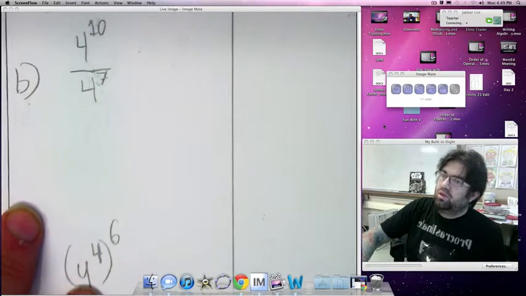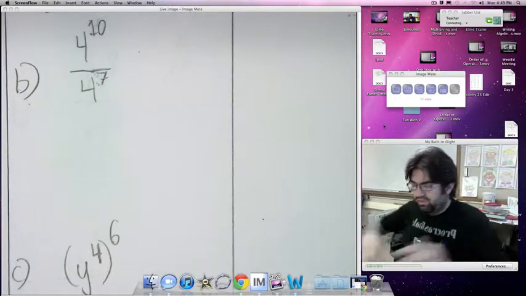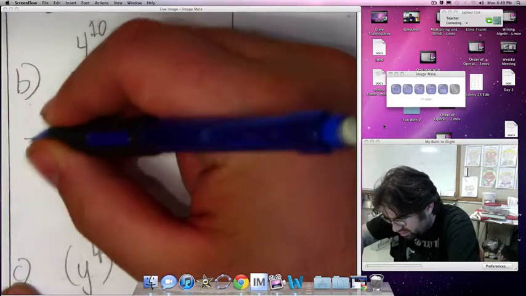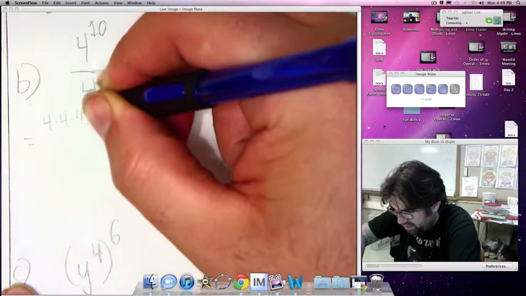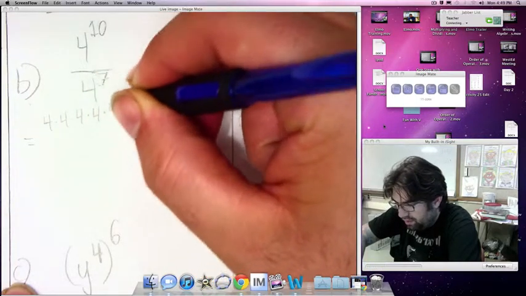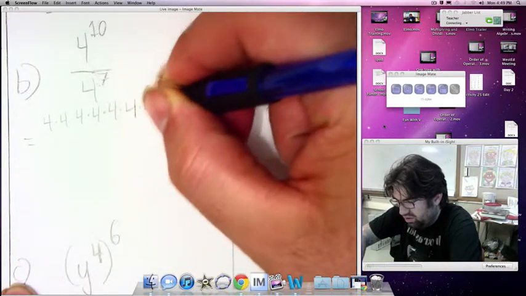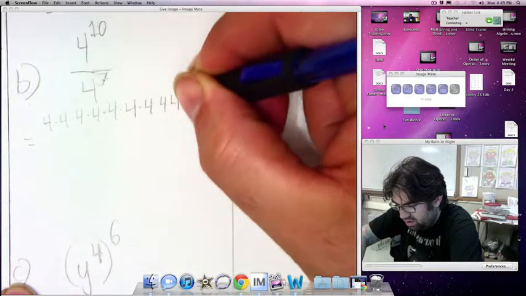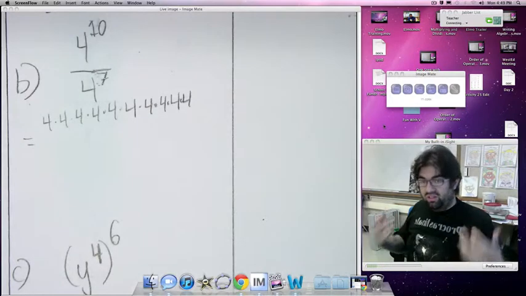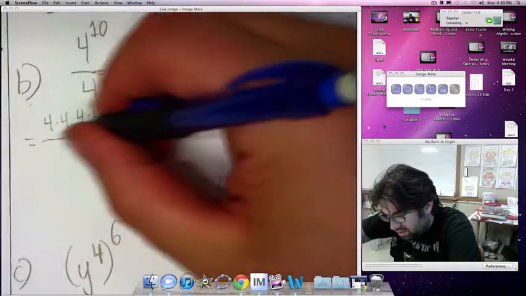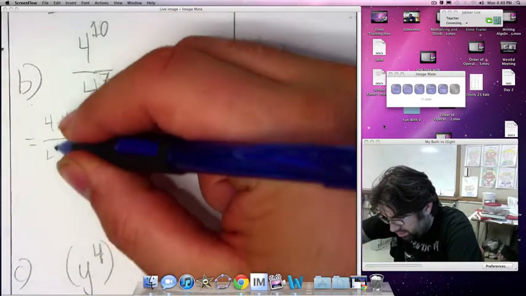What if I have 4 to the 10th power divided by 4 to the 7th? Again, I'm going to just rewrite this. This is 4, 4, 4, all multiplied together. 4, 5, 6, 7, 8, 9, 10. So I have 10 4s on top, 7 4s on the bottom.